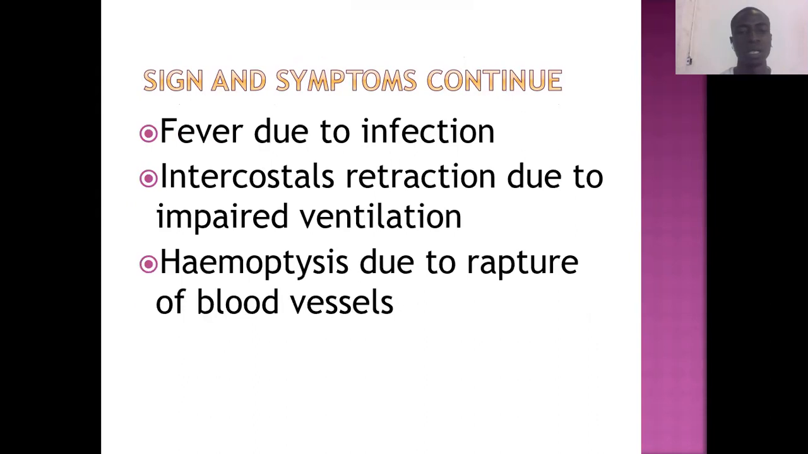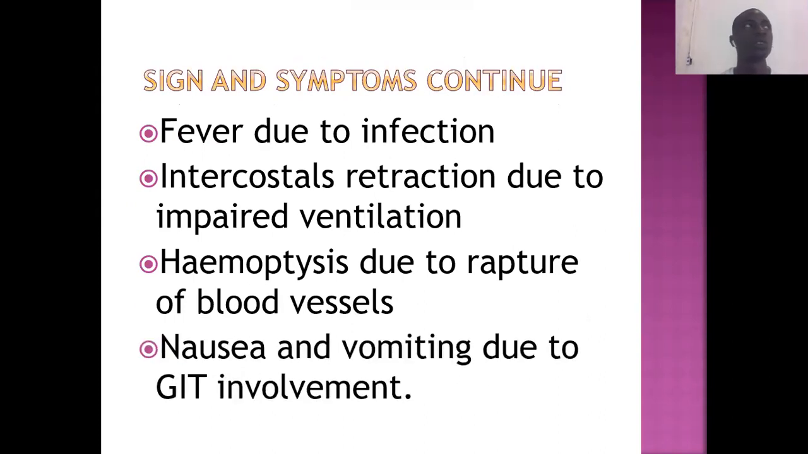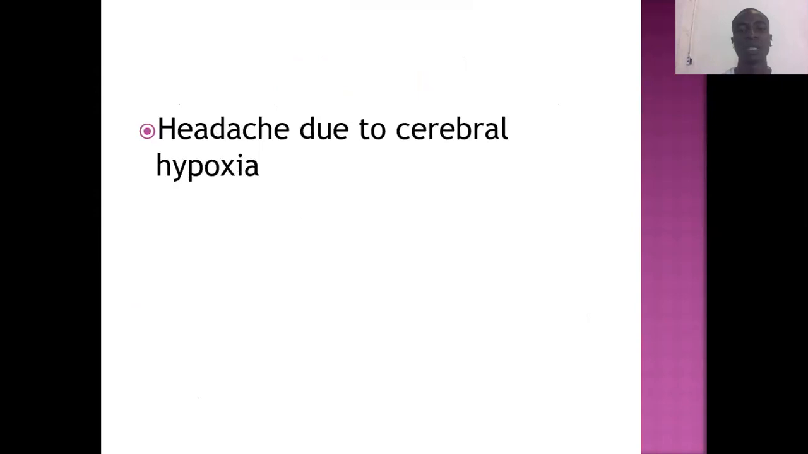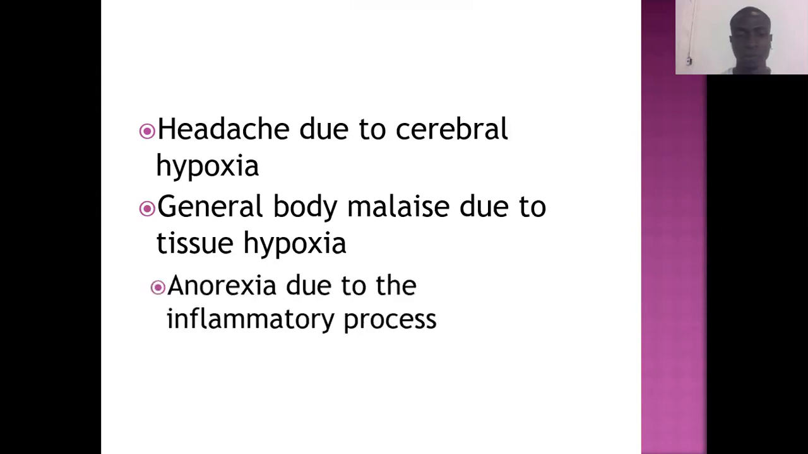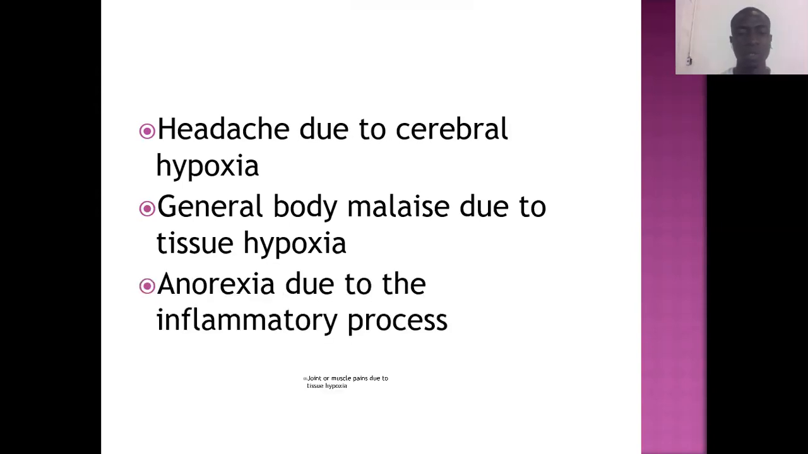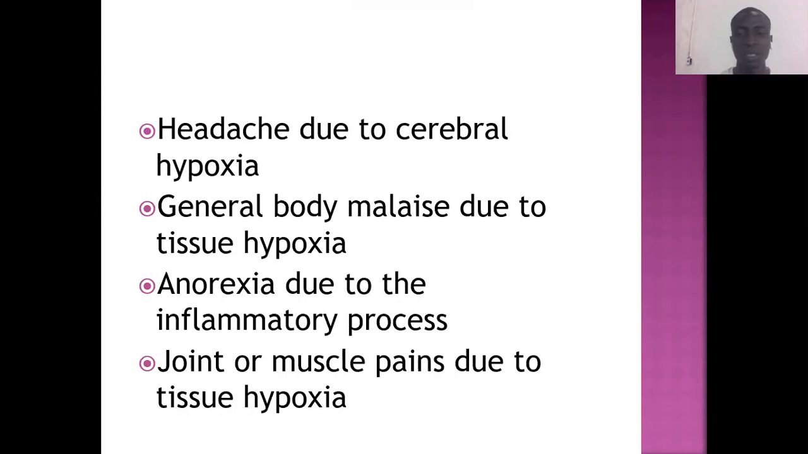There's vomiting of blood due to rupture of the blood vessels. There's nausea and vomiting due to the GIT involvement. There's headache due to cerebral hypoxia, because there's reduction of oxygen to the cerebrum, so there will be headache due to cerebral hypoxia. There's also general body malaise due to tissue hypoxia. There's anorexia due to inflammatory process. There's joint pains due to tissue hypoxia.